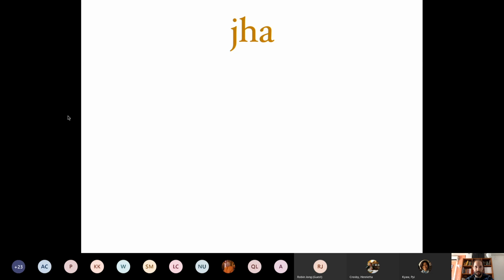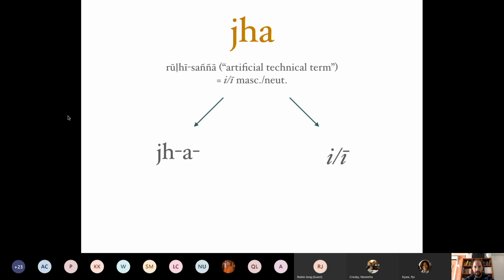So we have already seen what technical terms are, otherwise known as sanyas. And one that we have already seen is ja. So ja doesn't mean anything in Pali except for the syllable ja, the sound ja. But in the grammar, it's a rulhi sanya, that is an artificial technical term that refers to a reality, so an external reality, so to say, that is the masculine and neuter ending in e or e.